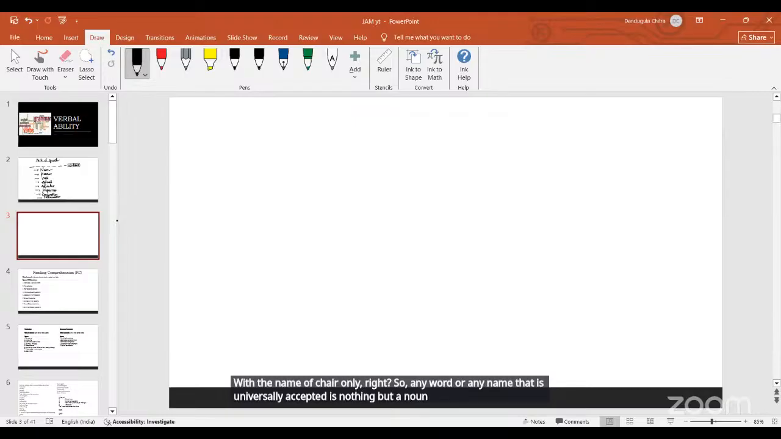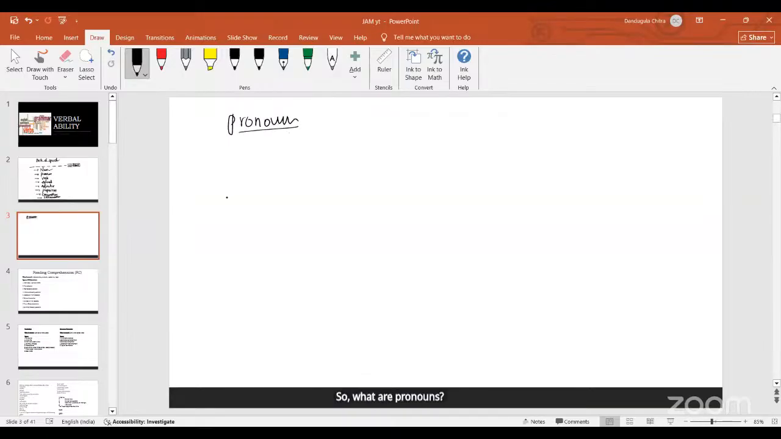And even noun and pronoun got categorized into different forms, but as this is not a grammar class, I just want to give you an overall idea about all these things, and that is more than enough. Noun means nothing but name. And now coming to pronoun. So what are pronouns? Instead of noun. Yes, any word that we use instead of a noun is nothing but a pronoun.